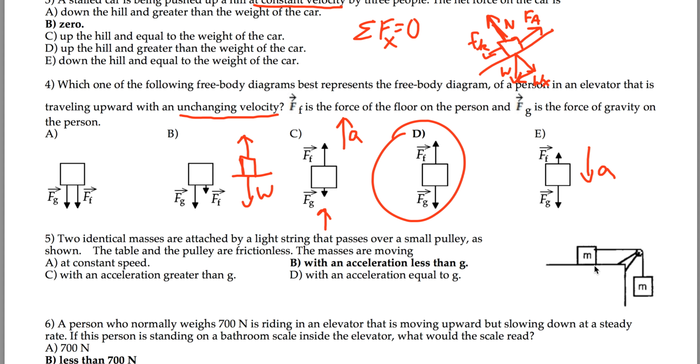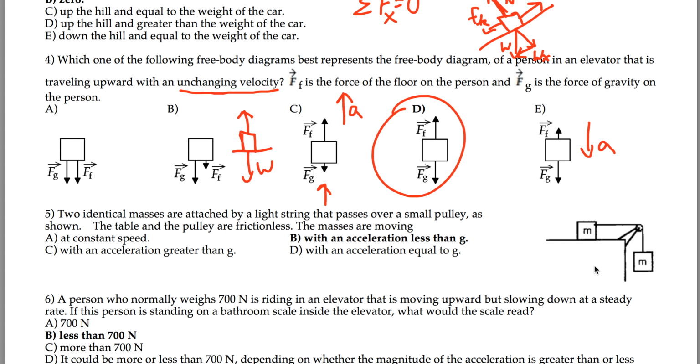Let's do one more. Two identical masses are attached by a light string that passes over a small pulley. Alright, so the keyword is we have a frictionless surface here. And what's the acceleration of the masses? Well, we know they have the same acceleration because they're connected. So let's just consider the hanging mass and draw a free body diagram.